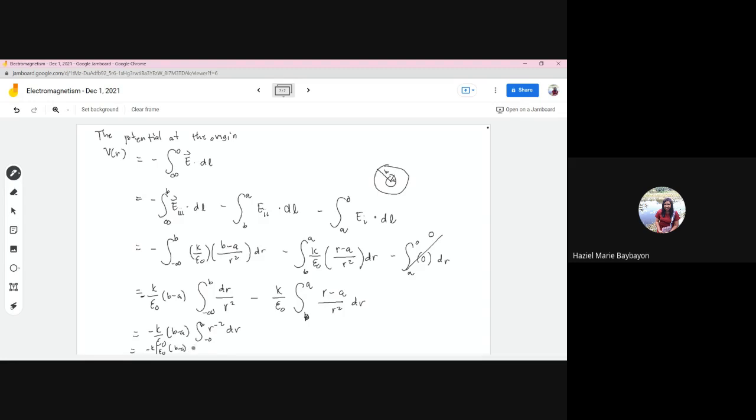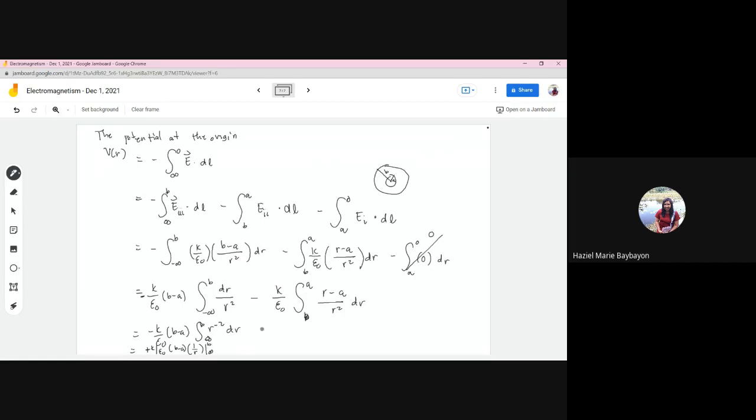And then we have here negative 1. So, the negative signs cancel out. So, we have r to the negative 1, or let me just put 1 over r, multiplied by 1 over r from negative infinity to b.